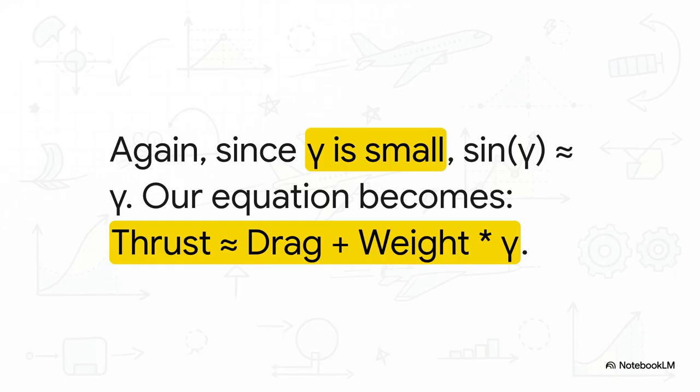Let's use our small angle trick again. Since gamma is small, the sine of gamma is pretty much just gamma itself. So our equation now becomes thrust is approximately equal to drag plus weight times gamma.